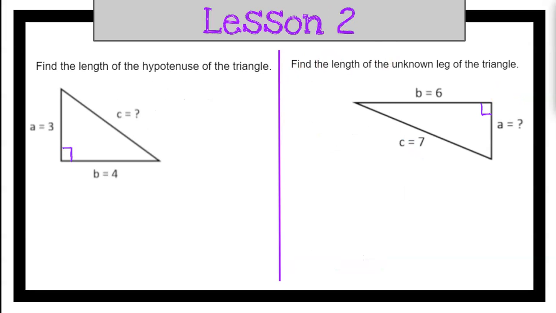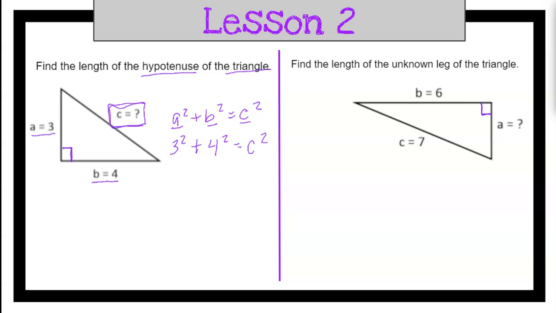Find the length of the hypotenuse of the triangle. So we have our right triangle here. We know one leg is 3, the other leg is 4, but we don't know the hypotenuse's length. So we're going to use our Pythagorean theorem, a squared plus b squared equals c squared, to solve for the missing length. First off, we want to replace our variables with their value. So a is 3, b is 4, and c we don't know, so we're going to leave it as c.